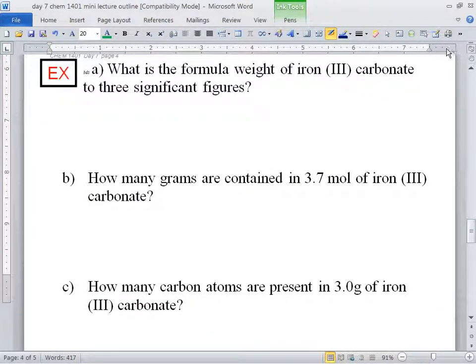So I think we should go to the boards and do this stuff, because then we can work together. You guys will work together on it better. So let's go to the boards and work on these. And this very first one, what is the formula weight of iron 3 carbonate? You know the game, just add it up on the periodic table. But you have to report your answer to how many sig figs? 3. That's the only thing it's asking for. So go ahead, let's give these a shot. You're going to need a calculator. And we'll work on these together.